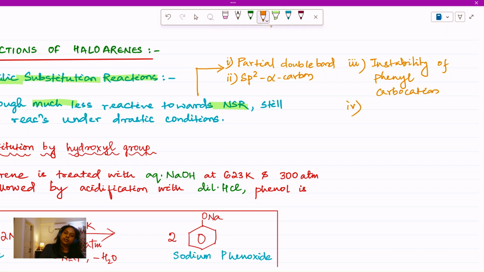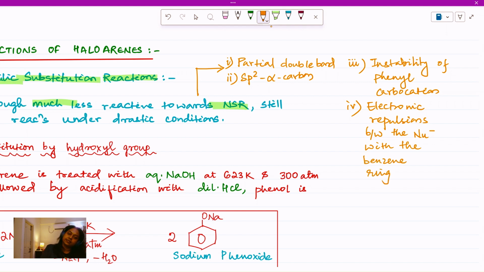And the last one that we have is electronic repulsions between the new nucleophile that is supposed to replace in nucleophilic substitution and the benzene ring. These are the 4 points. These 4 points are important. They could give you a 2 mark question in your board exam.